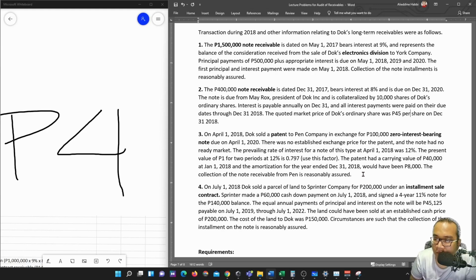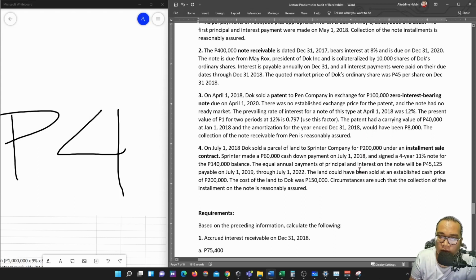So the patent had a carrying value of 40,000 at January 1, 2018, and the amortization for the year ended December 31, 2018 would have been 8,000. So the collection of the note receivable from Pen is reasonably measured. And lastly, haba ng problems ha.